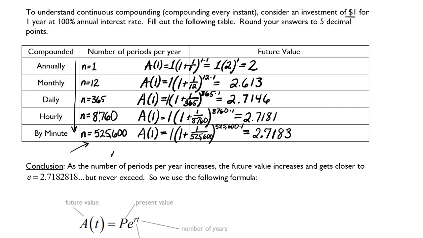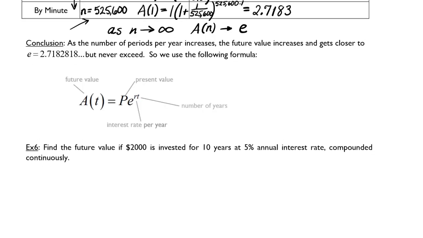Now I want you to notice that as we continue to make n larger and larger, we could say as n approaches infinity, A of n approaches e. So we could say the conclusion is that as the number of periods per year increases, the future value increases and gets closer to the number e, but will never exceed it. So we use the following formula for continuously compounding. You have A of t equals P times e raised to the r times t.